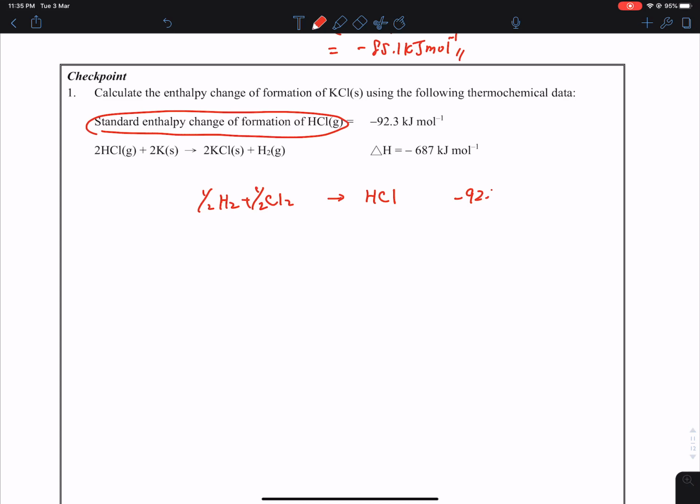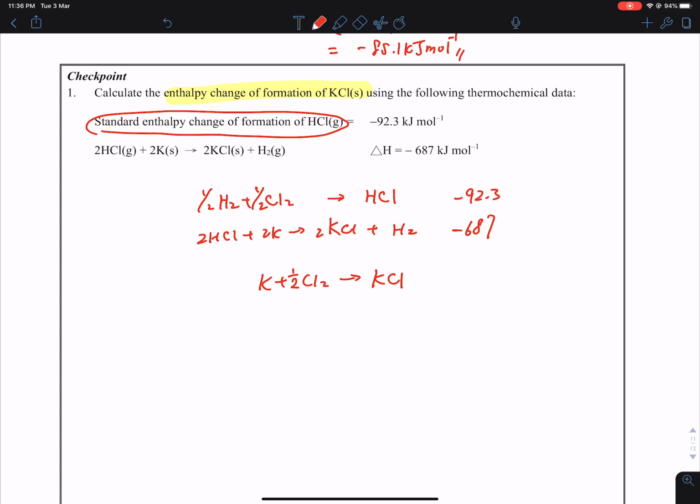So it's -92.3. Okay, the second equation would be 2HCl plus 2K become 2KCl plus H2. Actually, I just copied from above. Okay, so we need the target equation right now. The target is over here. Formation of KCl. So we get K plus Cl2 become KCl. Okay, again, according to the definition, one mole of KCl. Therefore, we need to use a fraction to make Cl2 become 1/2 Cl2 on the left-hand side.